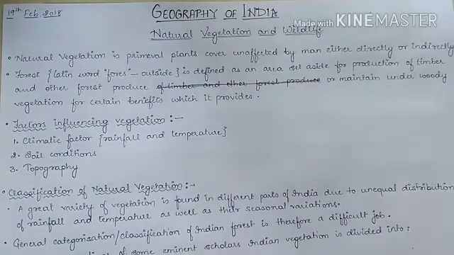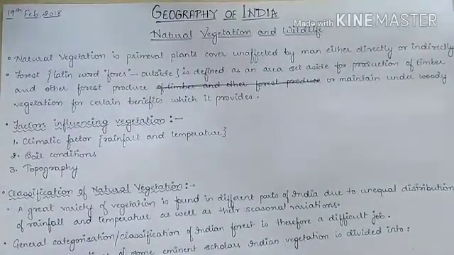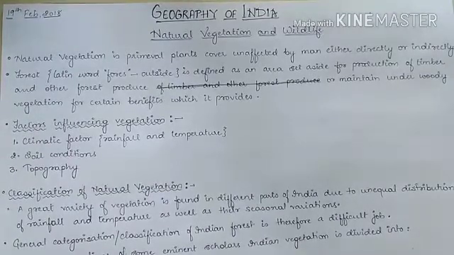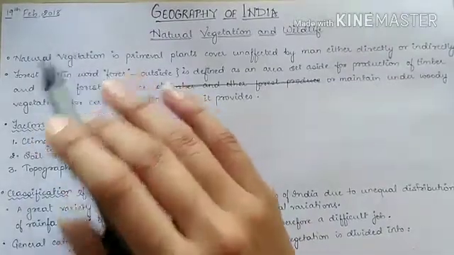Natural vegetation is simply a primeval plant cover unaffected by men either directly or indirectly. So it is a plant cover that is uninterrupted by men. There is no interference of men in this plant cover. This type of growth is known as natural vegetation.